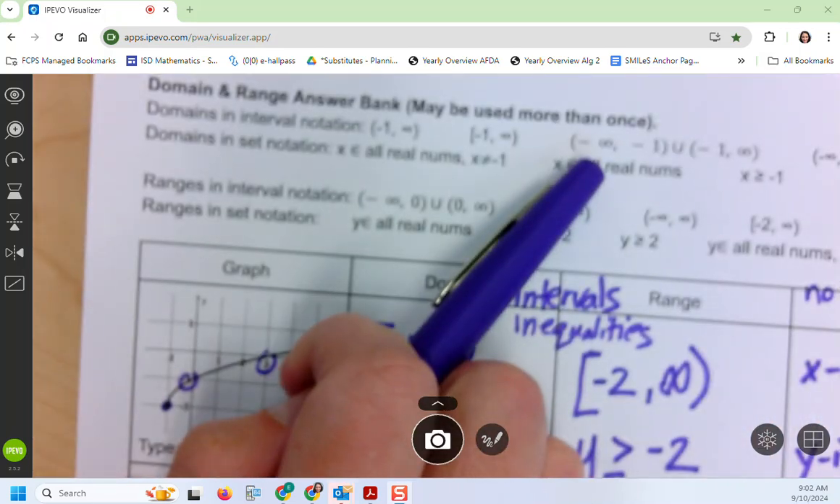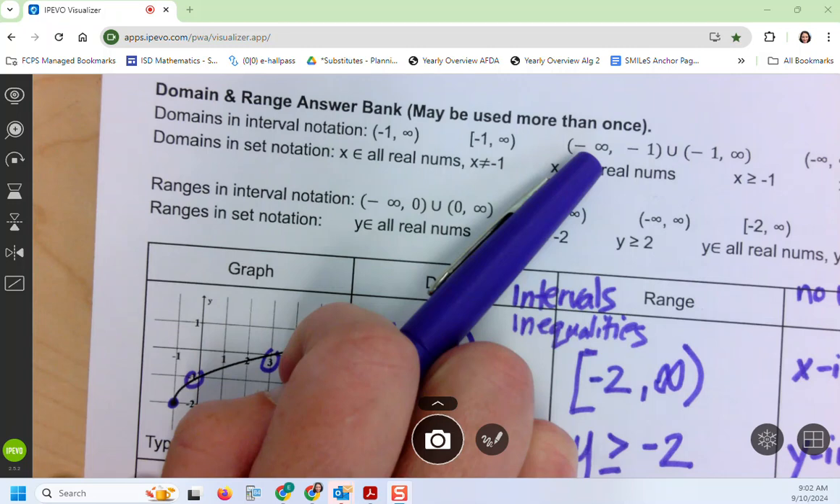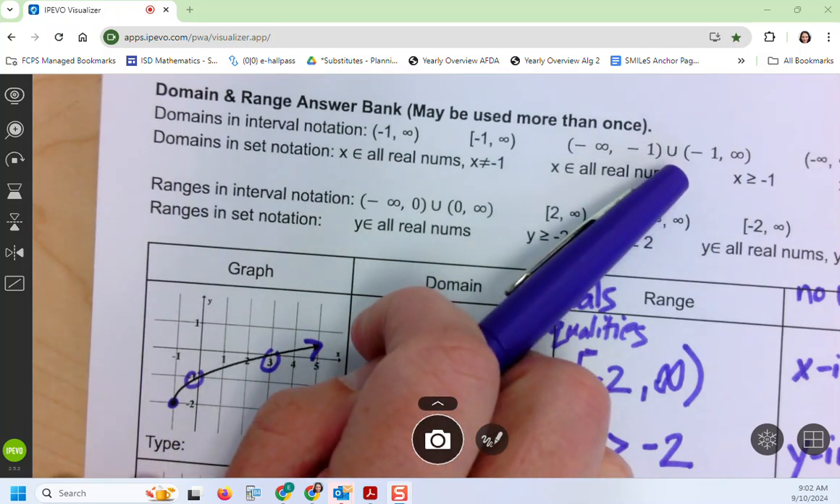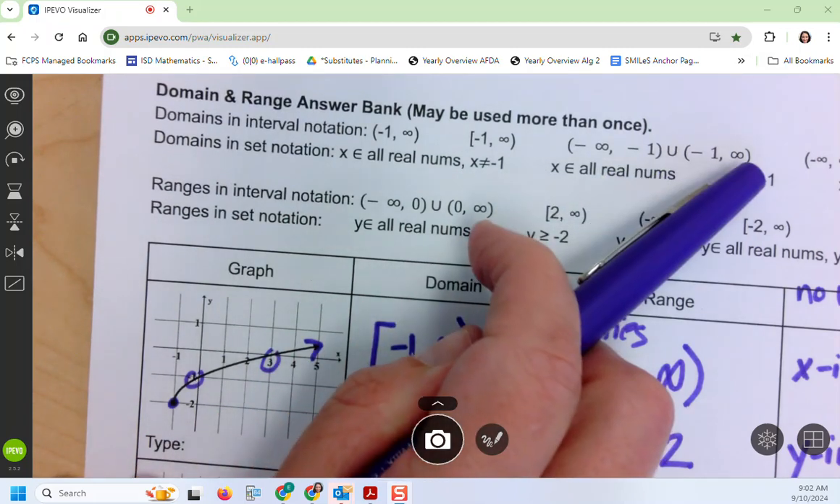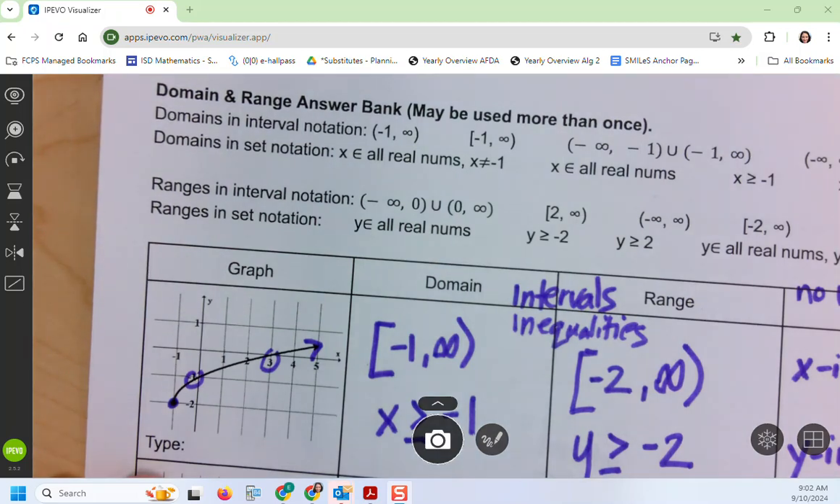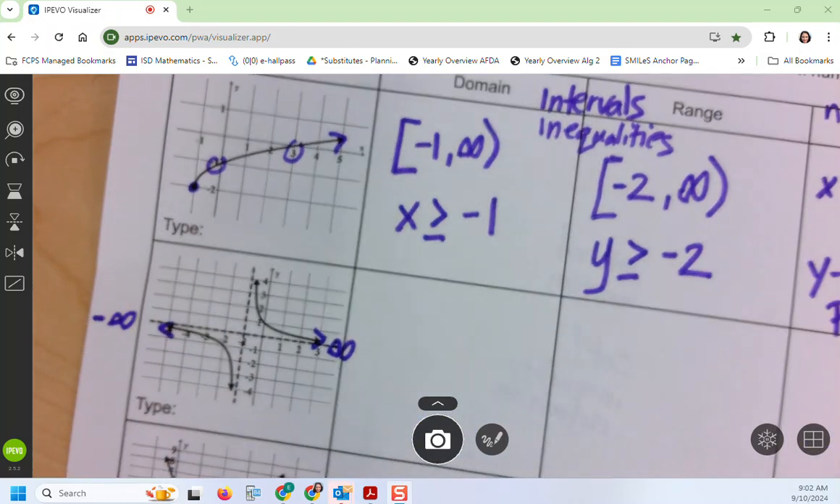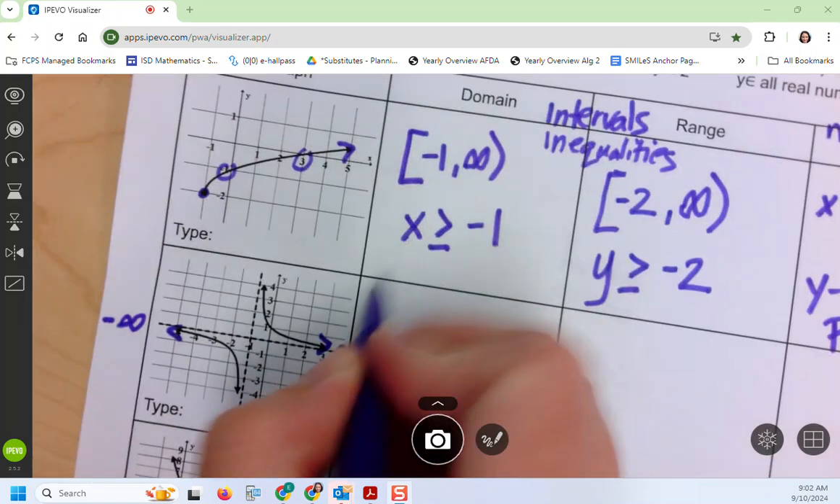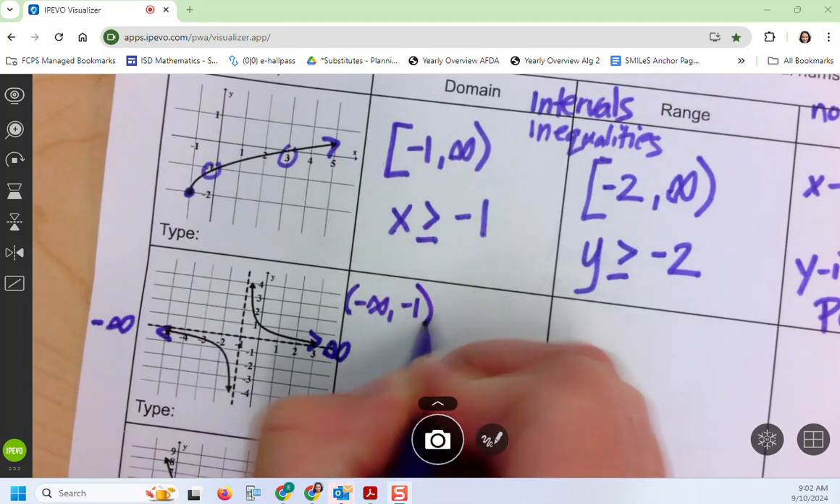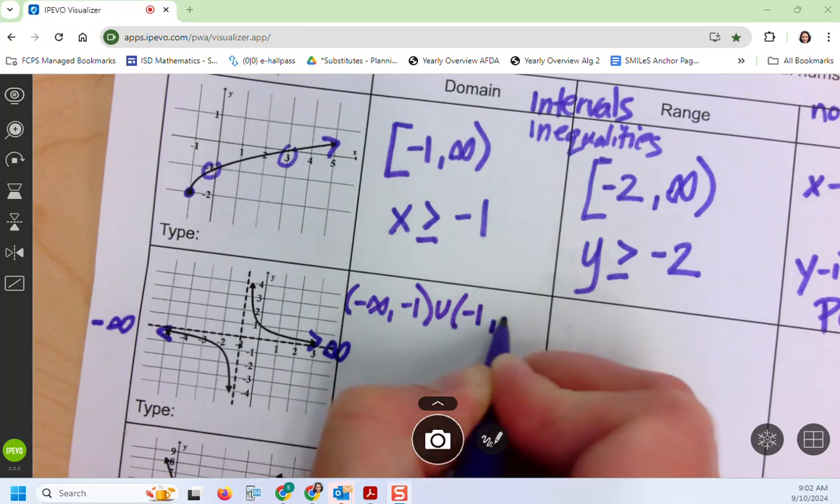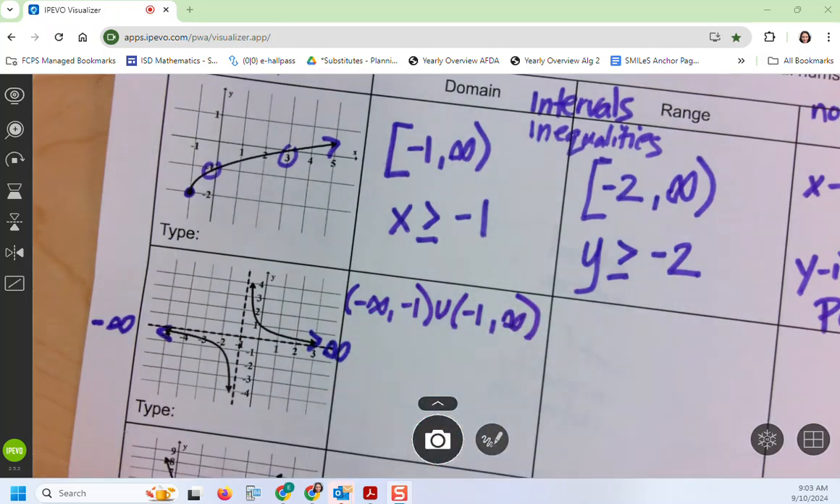Up here. This one. It's negative infinity to negative 1. This U means union, but it basically means and. Okay, so negative infinity to negative 1 and negative 1 to infinity. But notice those parentheses mean leave out the negative 1. So not including negative 1. This is how you say every number except for negative 1. Okay? So I'm going to copy that from my word bank. My domain is negative infinity to negative 1 and negative 1 to infinity. Every number except for negative 1.